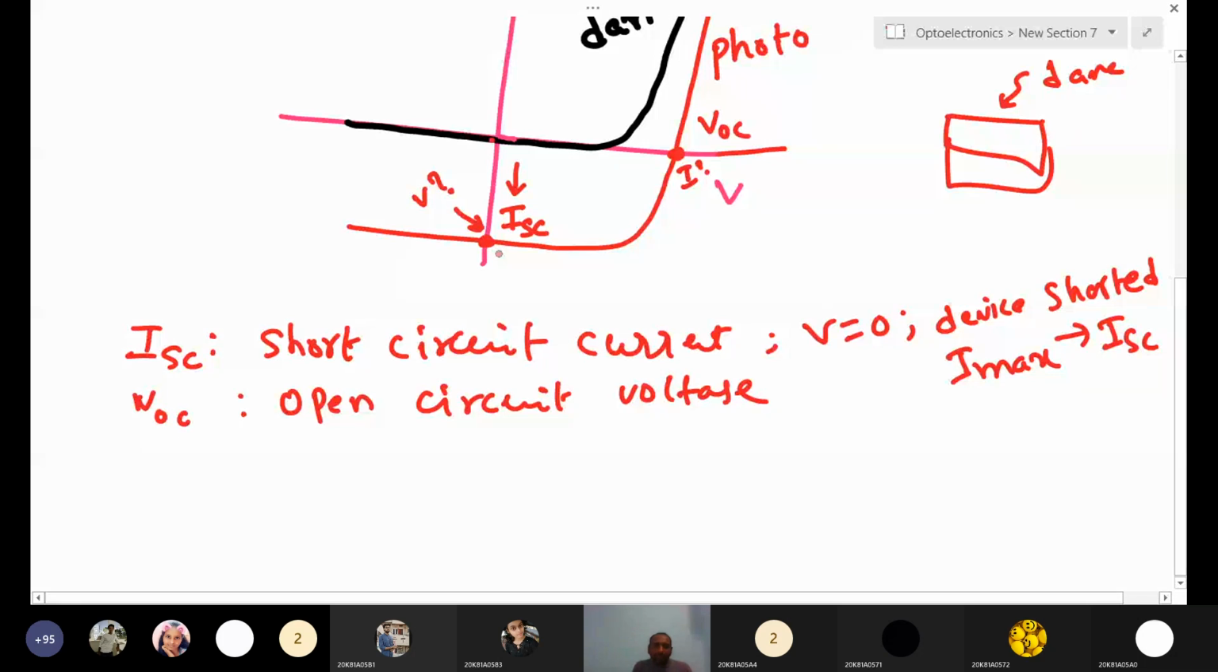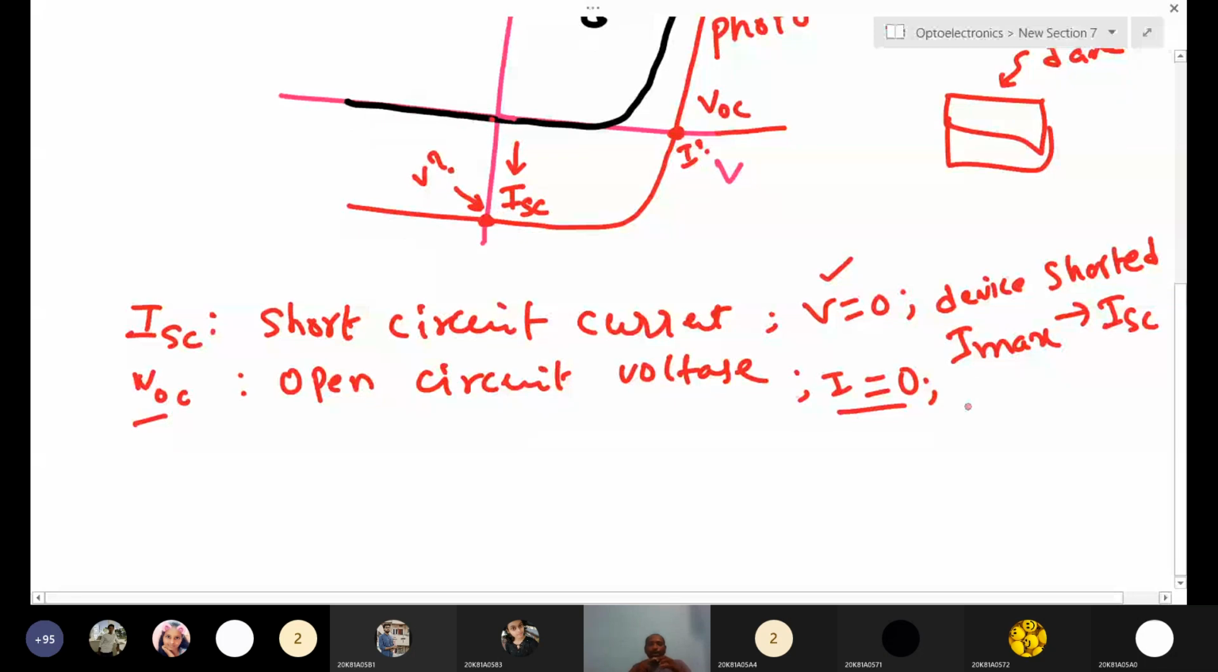Next one, open circuit voltage. What is open circuit voltage? Just as in short circuit current the voltage is zero, similarly in open circuit voltage, the current is zero, right? So open circuit voltage means when the device is open, maximum voltage drops across the device.